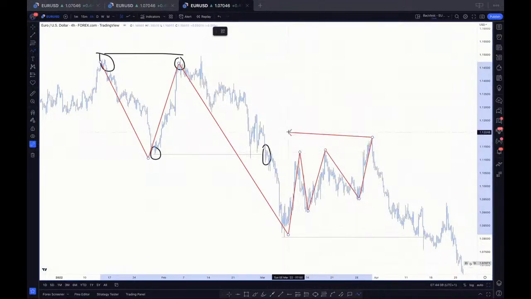But now there's what we call major structure and minor structure. Now this is a major structure, right? This move here. Now this internal move, we call it internal structure, right? Or minor structure. So this is your major structure. You had a break of structure here to the downside.